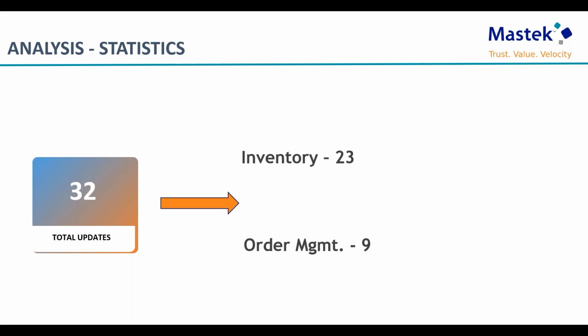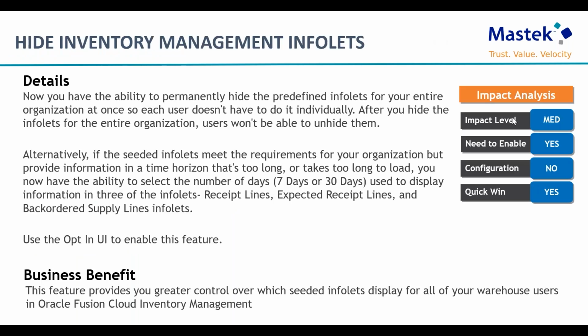Hello, everyone. We'll be covering a total of 32 feature updates today, of which the inventory module has 23 updates, and order management will have 9 updates. Here we go. First is the new feature release: hide inventory management infolets.